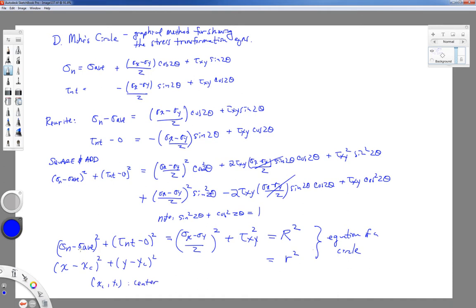For us, we're not going to use x and y axes, but we're going to use sigma and tau axes. And so the center of our circle is going to be located at sigma average, comma 0. And our circle will have the radius capital R. All right, well, let's think about some of the implications of this on the next page.